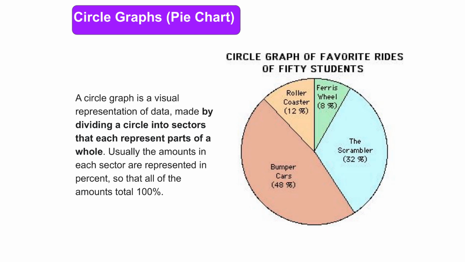So if you're trying to get a sense of which ones are more popular, it's really easy to see that clearly bumper cars are much, much more popular than the Ferris wheel. It's even fairly easy to see that the Ferris wheel is less popular than the roller coaster.